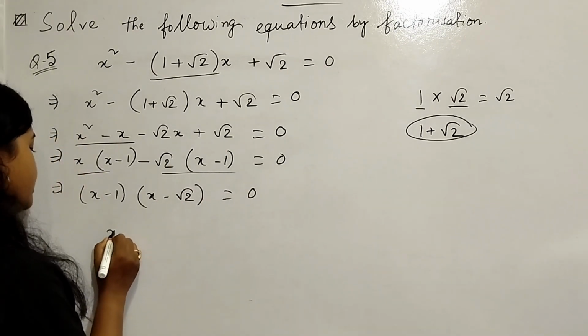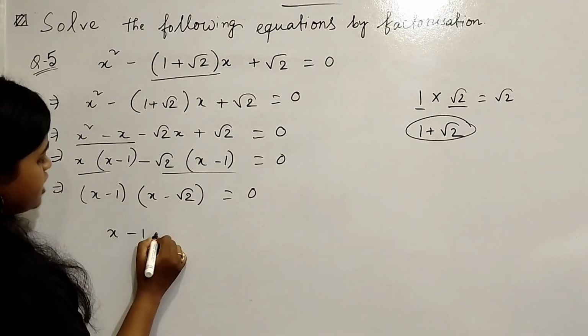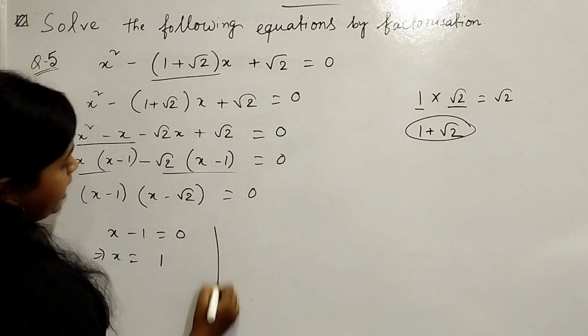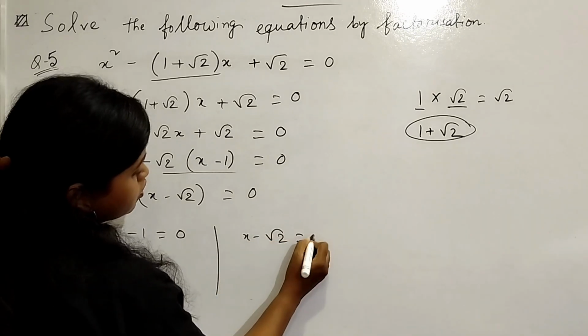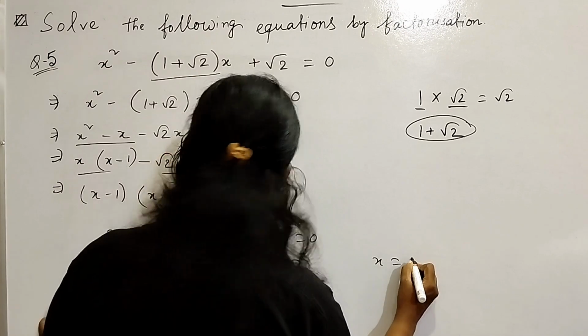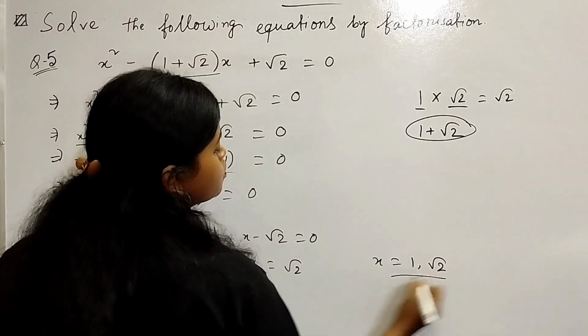So now you have to find out the value of x, so that x minus 1 equal to 0 and x equals to what? 1, and x minus root 2 equals to 0, so that x equals to what? Root 2. So value of x is what? 1 and root 2.